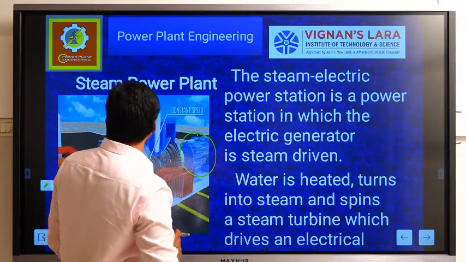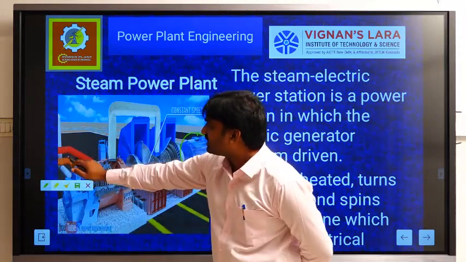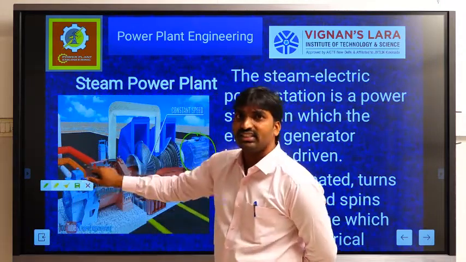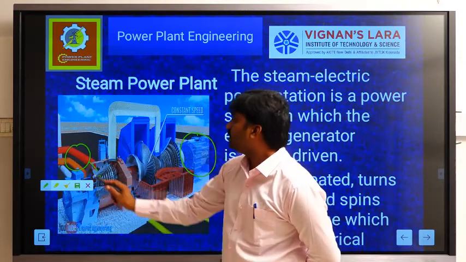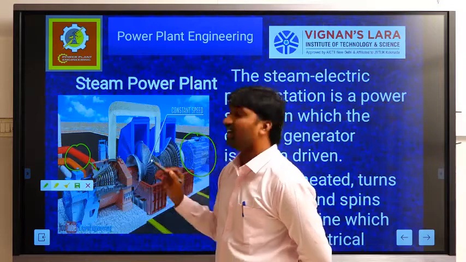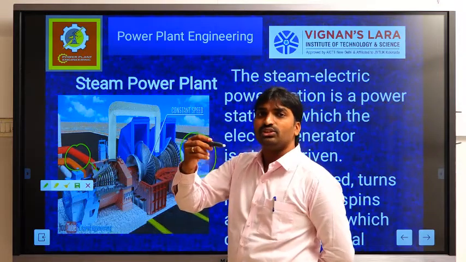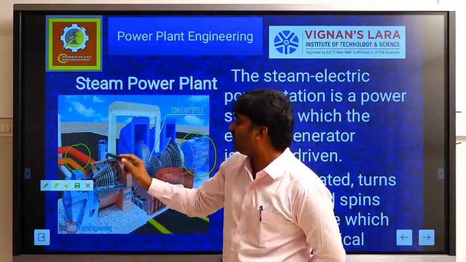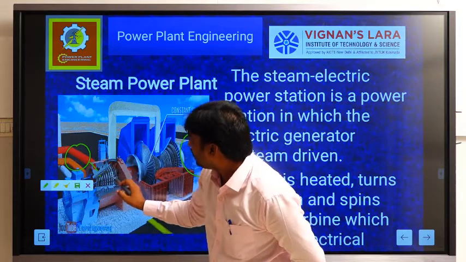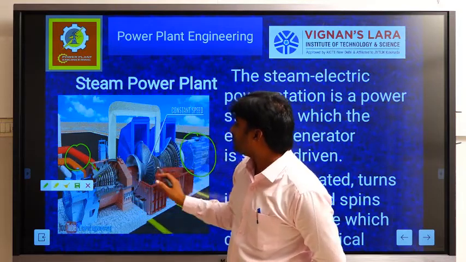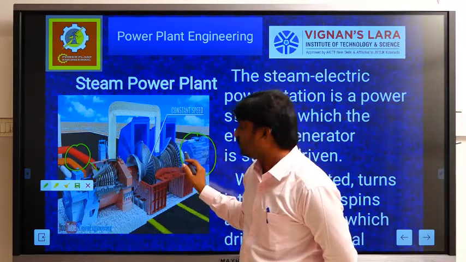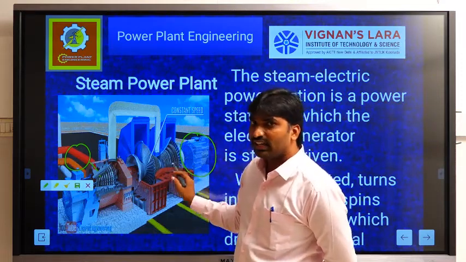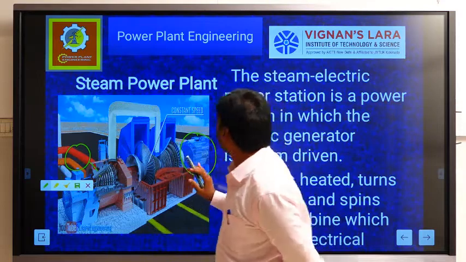So from where are we getting the kinetic energy? These are the steam paths, the steam flow lines. From this we are getting the steam. The steam directly strikes the turbine blades. That high pressure steam starts rotating the turbine blades, and it gives the mechanical energy. Then the turbine is coupled with an alternator, so here we are getting the electrical energy.